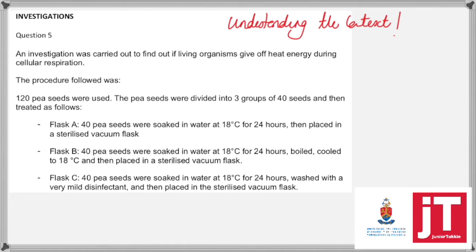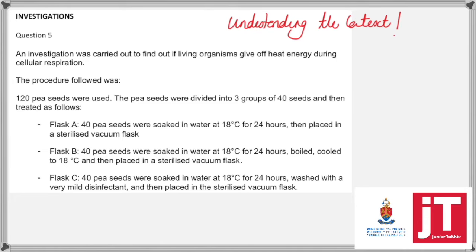Flask A, 40 pea seeds were soaked in water at 18 degrees for 24 hours. Then they were placed in a sterilized vacuum flask. Now there's a reason the flask is sterilized. We'll talk about that a little bit later. But you'll see the context for flask A, B, and C is that after soaking, the temperature of 18 degrees Celsius and the duration of 24 hours is the same for each one. So you should already be thinking about what variable that may be. Anyway, let's look at flask B.